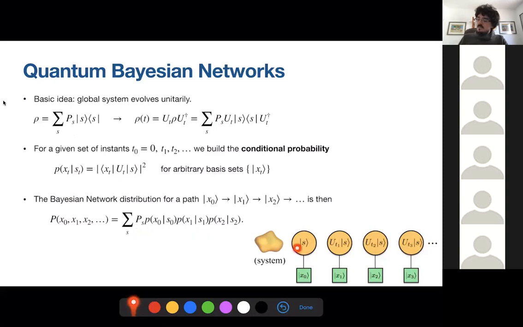So the idea is that the system is evolving. In this language of Bayesian networks, we would call the system the hidden layer. This part is hidden, we never measure it, but at each point we associate a probability of finding the system in some other state X in this way.